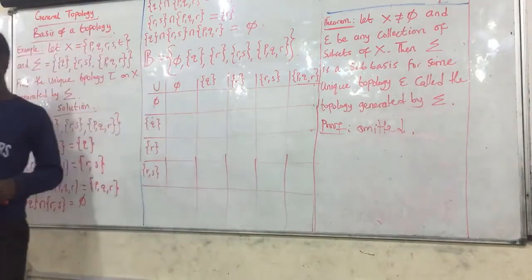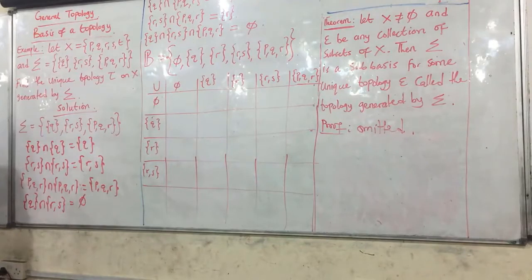What if we have to do the two at the same time, the intersection? How will you do the two at the same time? Is the element in the sub-base equal to the element in the base? No.